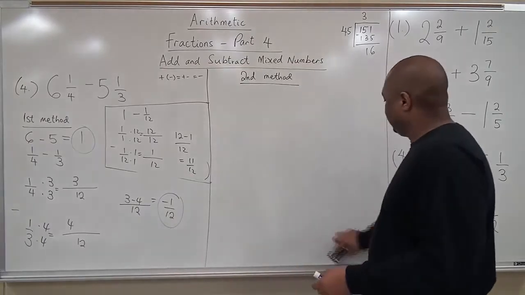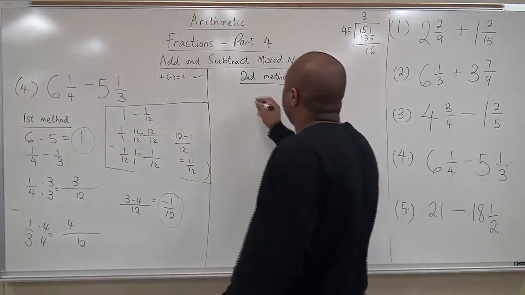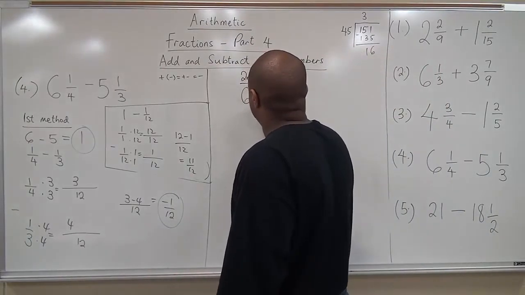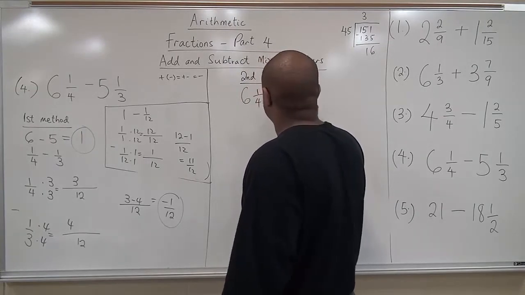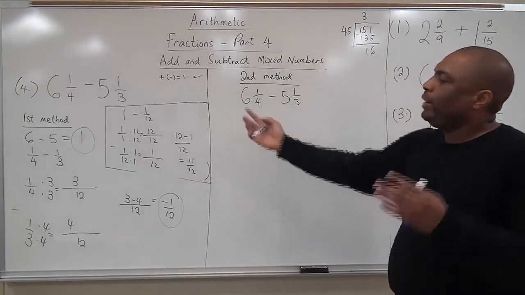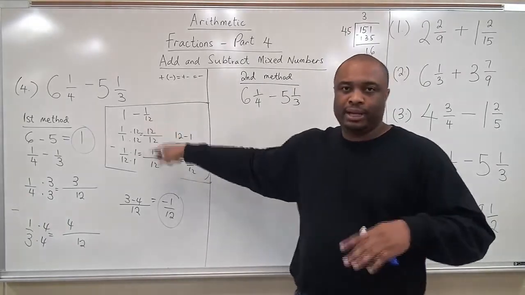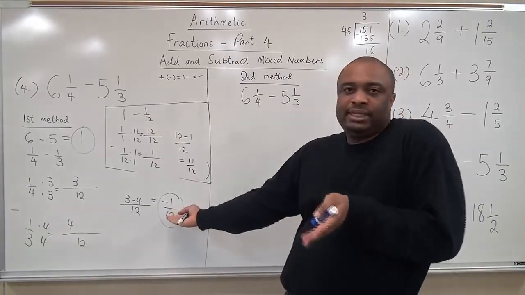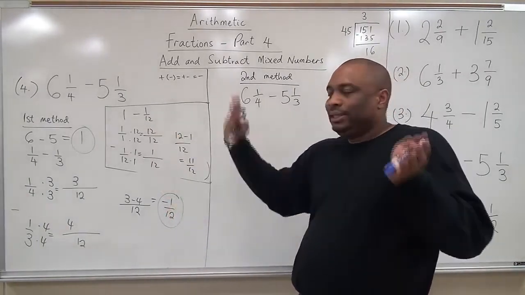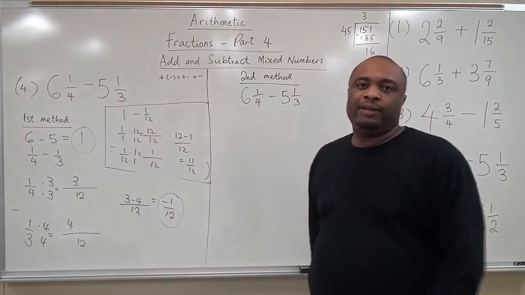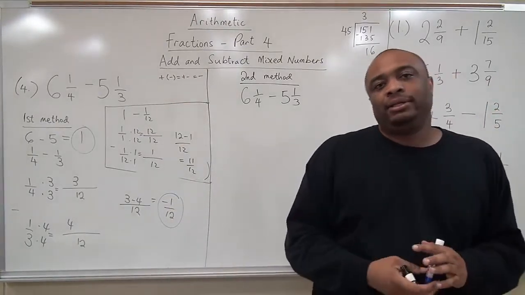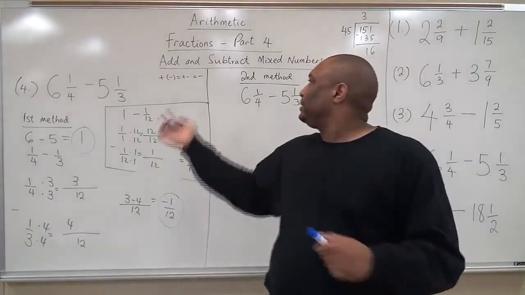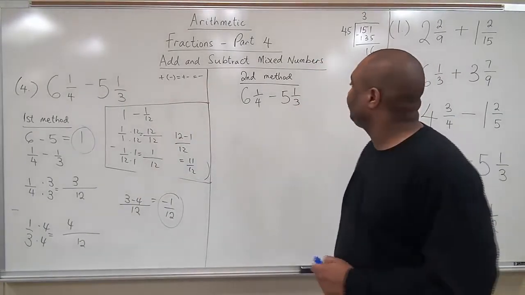So let's do the same question with the second method: 6 1/4 minus 5 1/3. Remember, we add these, not subtract. It's just that this came out to be subtraction. This means 1 plus minus 1 over 12, which was still 1 minus 1 over 12. Plus minus is minus.